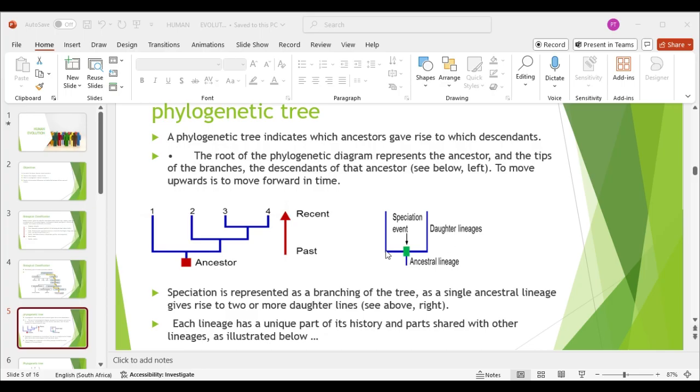So this is our ancestral lineage giving rise to two daughter lineages. Each lineage has a unique part of its history and also a part shared with other lineages. So it has a unique part and it also contains parts of other lineages, which means it shares some history with other lineages. We will see this on our next slide.